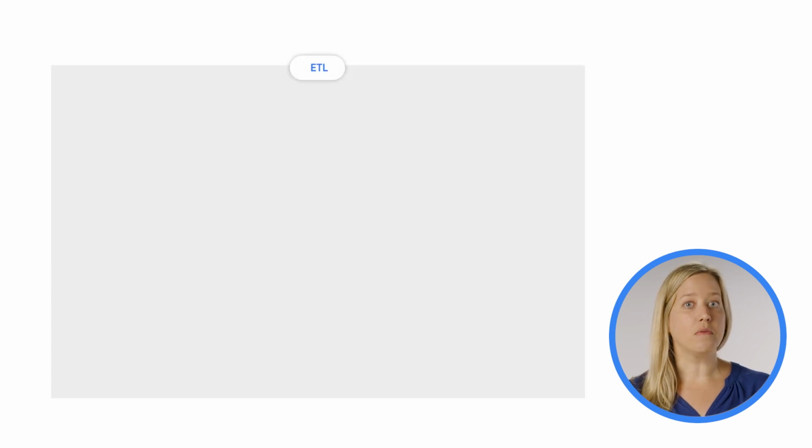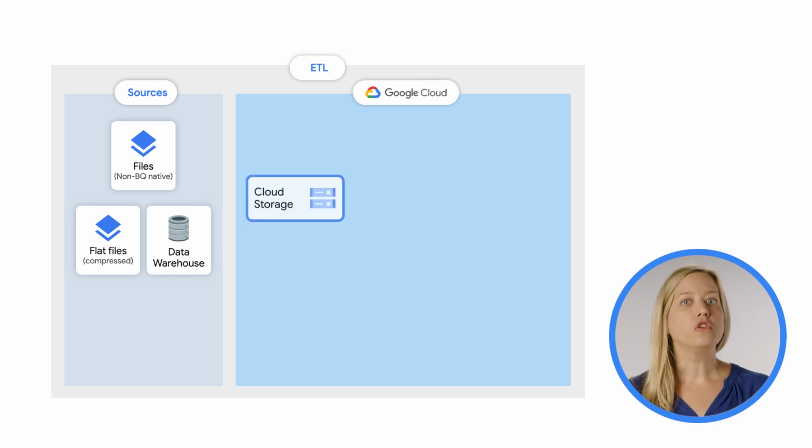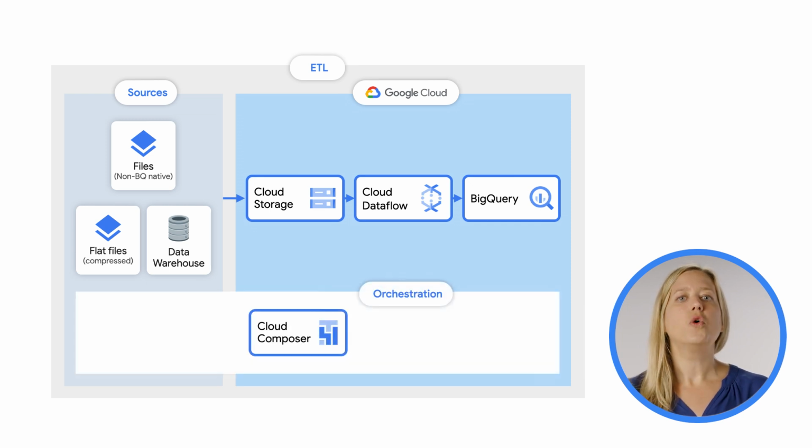By the end of this demo, you'll have seen an ETL pipeline in action and will understand the components used, including Cloud Storage for landing data, Dataflow as a managed service for processing data, BigQuery as a destination data warehouse, and finally, Cloud Composer as an orchestration tool that helps you author, schedule, and monitor data pipelines.